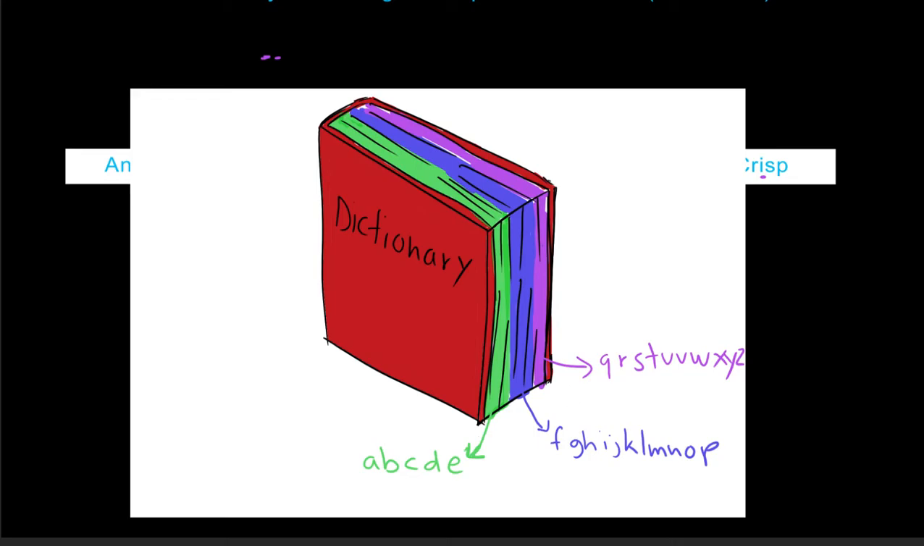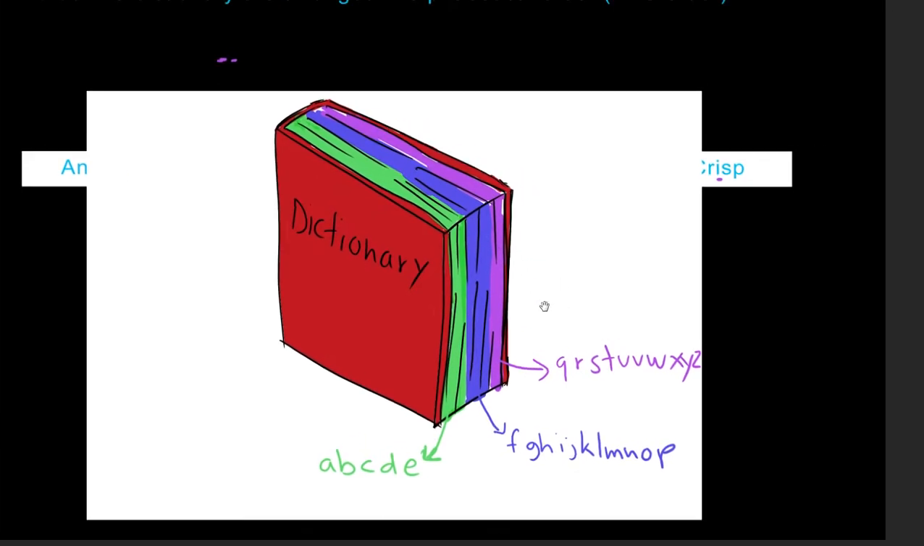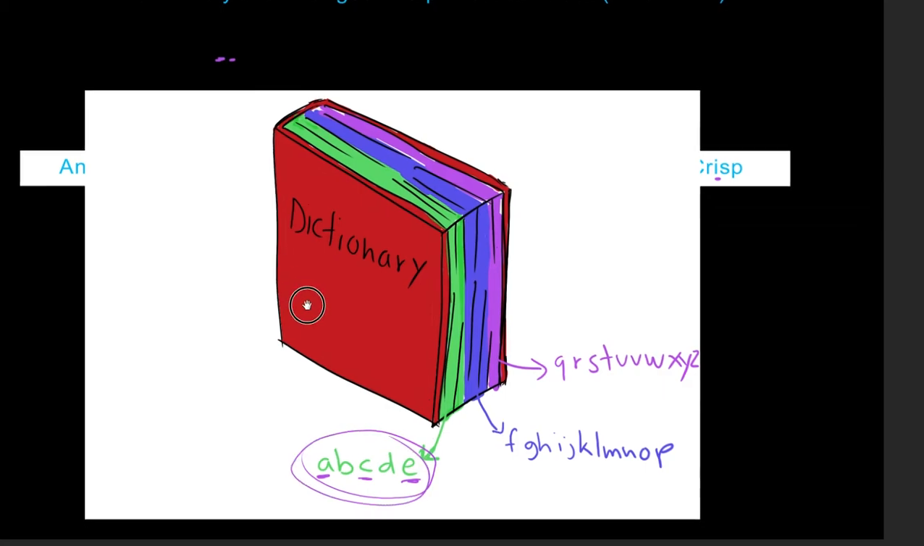So this is just something useful to know whenever you ever have a chance to look through a dictionary or an encyclopedia or anything that's arranged in alphabetical order. A lot of words start with A and E and C, right? These are very common words. A lot of words start with these letters.